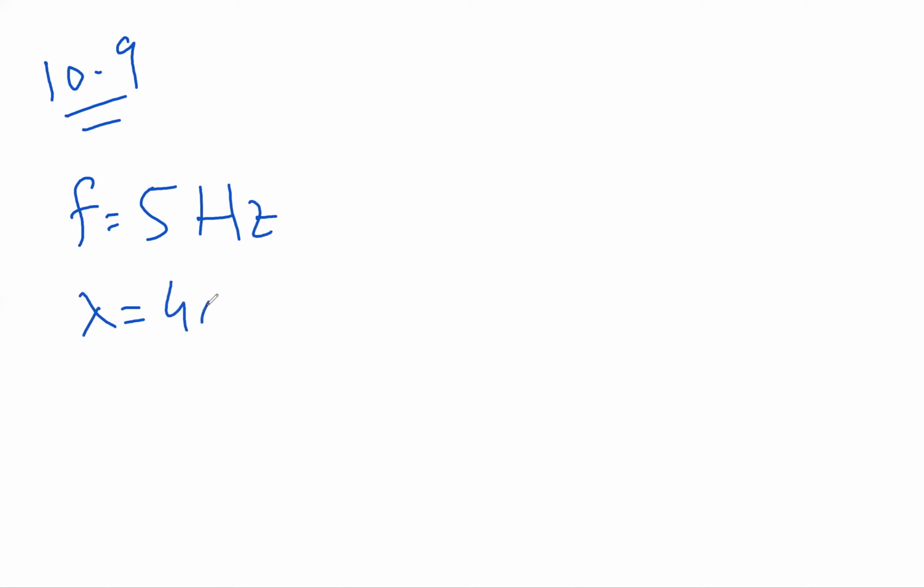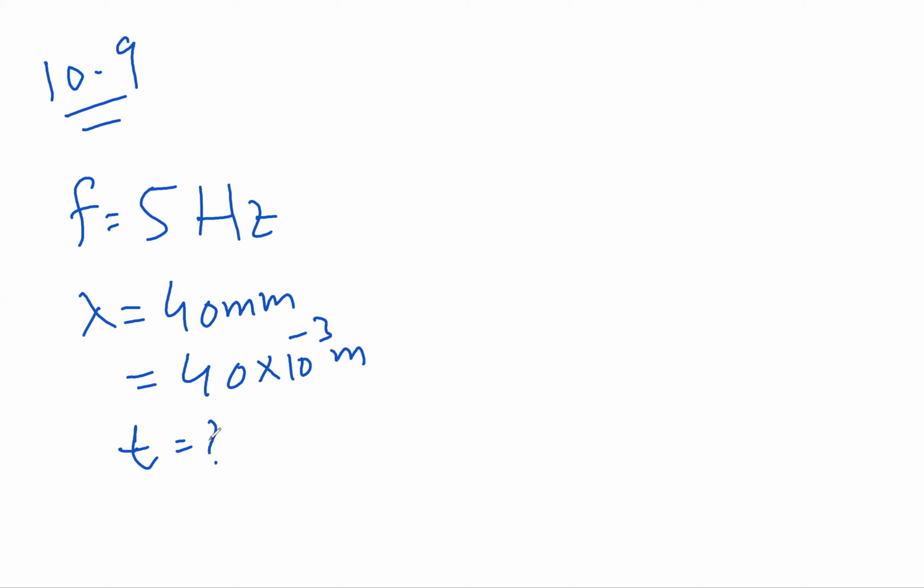So first we will write the data. For 10.9, frequency is 500 hertz and wavelength is 40 millimeter. What we have to calculate is the time to cross a distance of 80 centimeter.